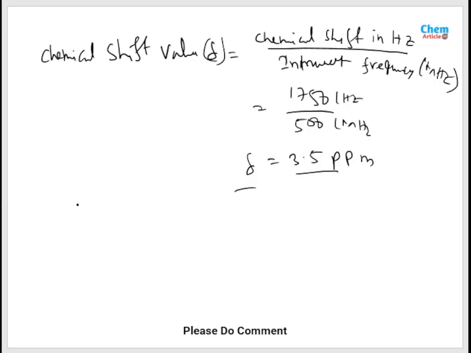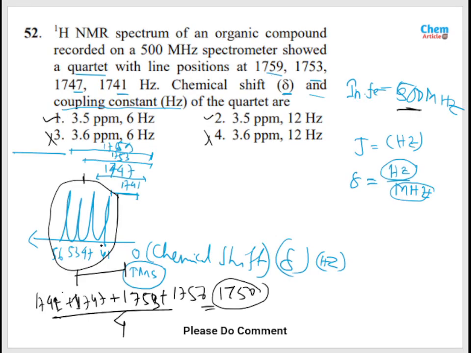Now the coupling constant J equals any two nearby values subtracted, we find the J value. J equals 47 minus 41, that is 6. So 6 hertz. 12 hertz is not possible. This is the final answer, this one.